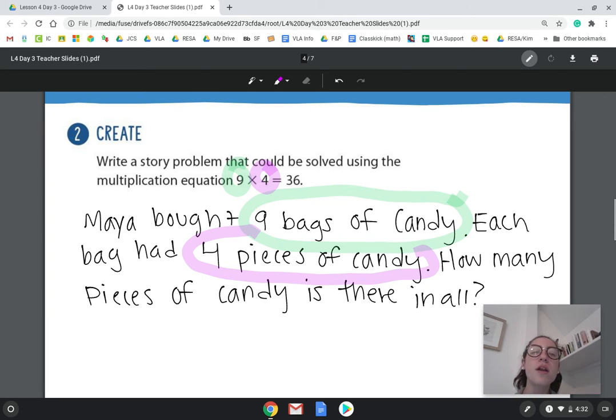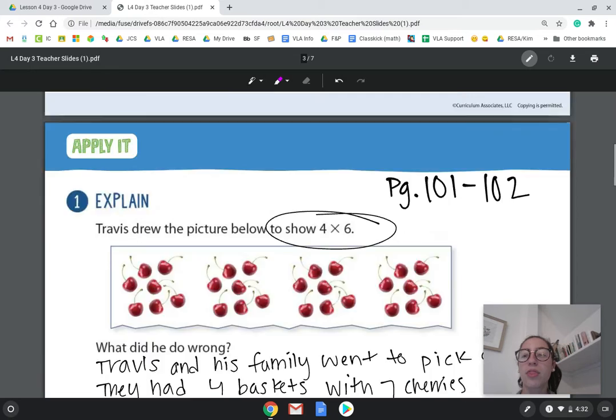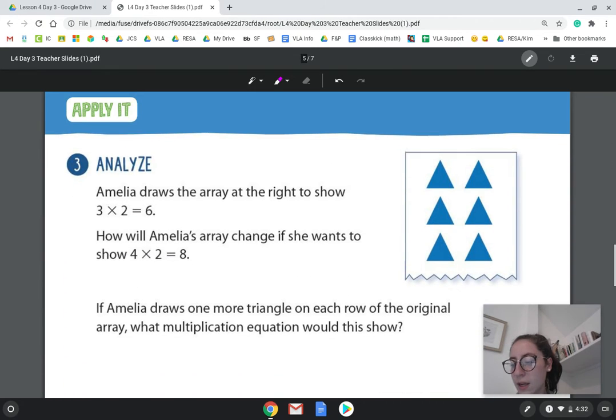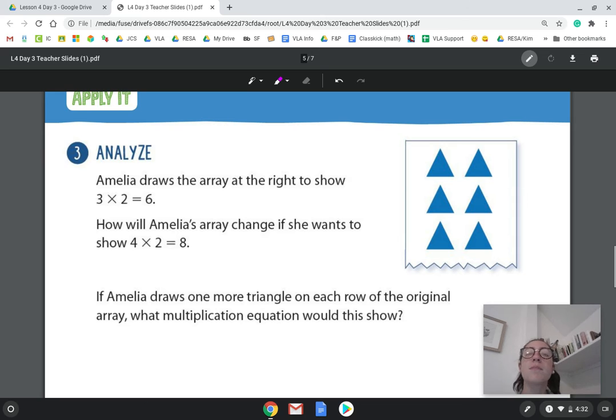Okay? Now I want us to think about arrays for a minute. We're going to go to our next problem. So this is problem 3 on your page, so page 101. This is Amelia's array. Amelia has an array to the right, as you can see over here, with triangles. Her array shows 3 times 2 equals 6 because we have 3 rows with 2 in each row and 2 columns. What I want to know, friends, is how will Amelia's array change if she wants to show 4 times 2?